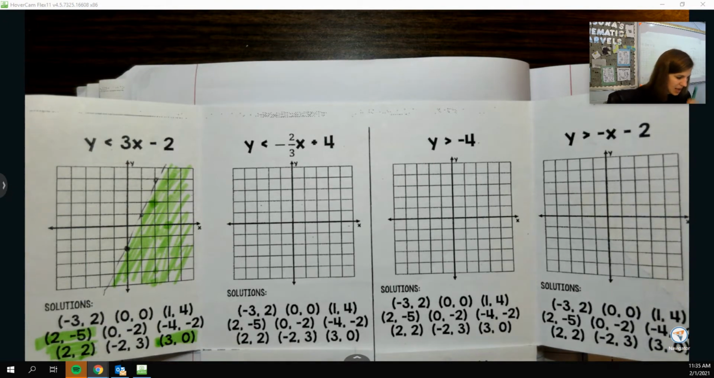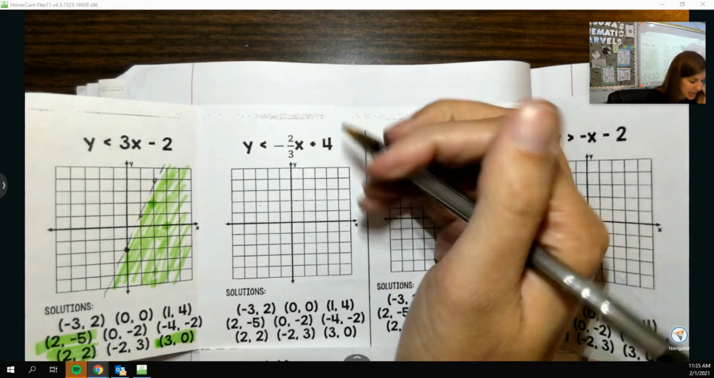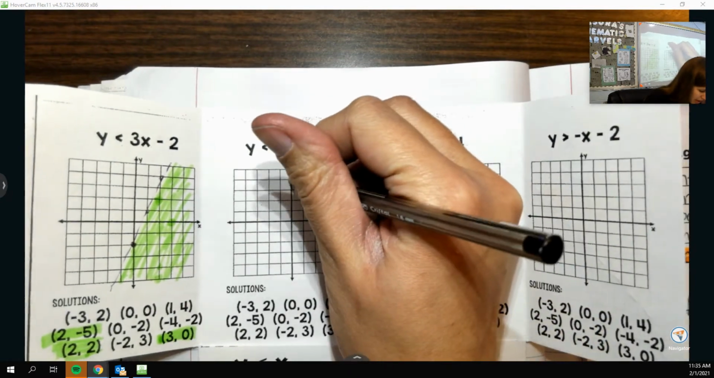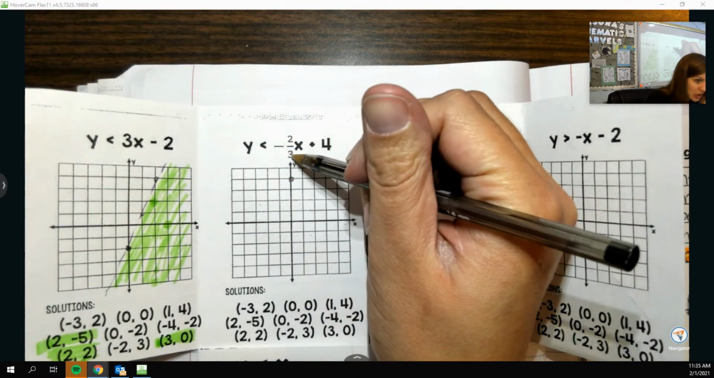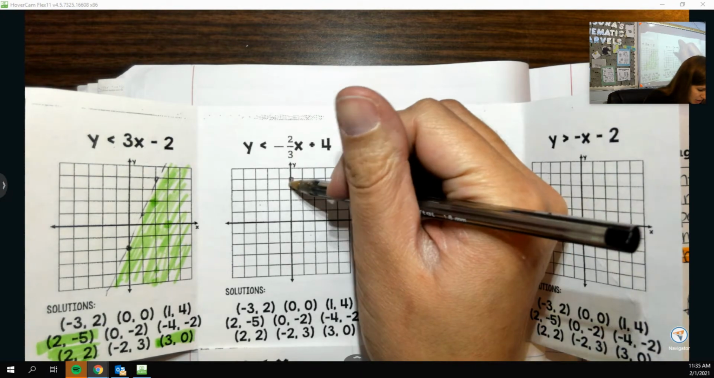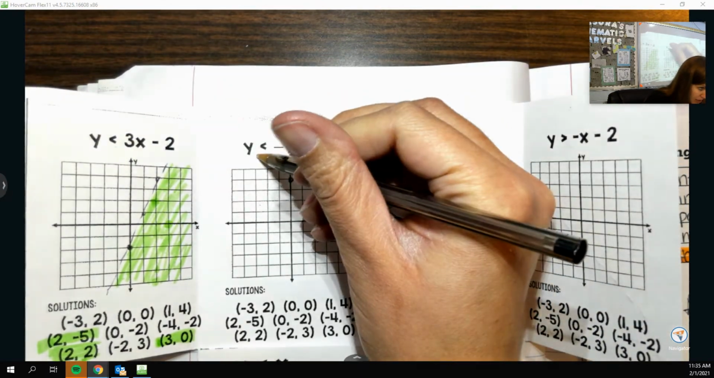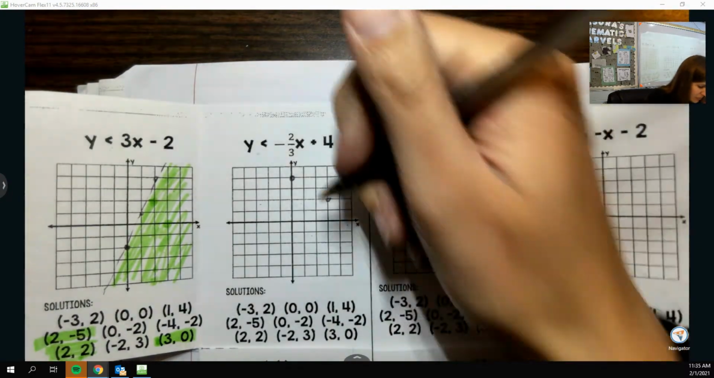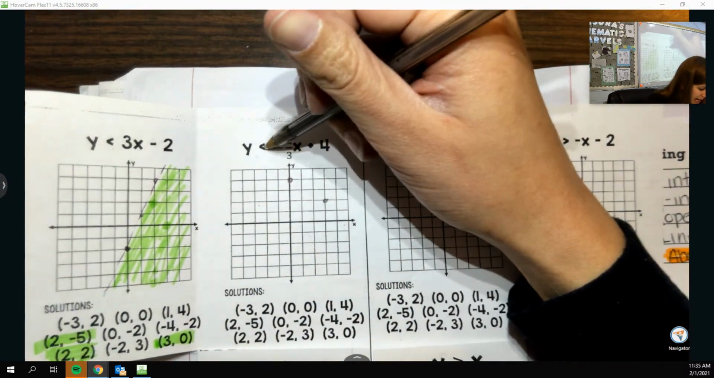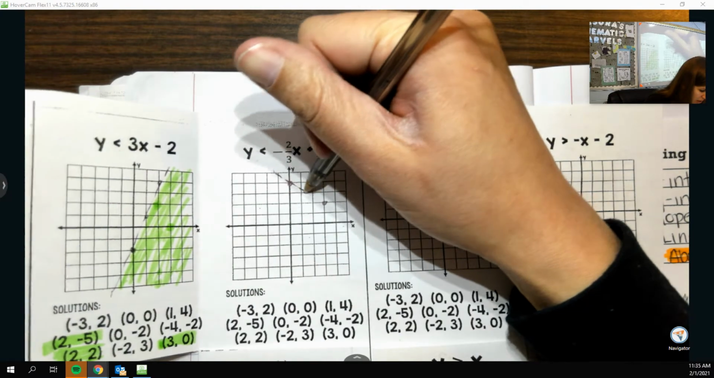Okay. On this next one, my y-intercept is at 4. My slope is down 2, forward 3. So down 2, forward 3. Or I could have gone up 2, backward 3, but it kind of doesn't fit. Now, this line will be dashed because it's not equal to.